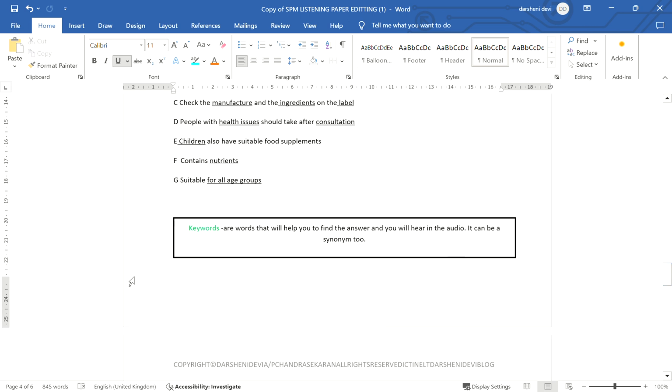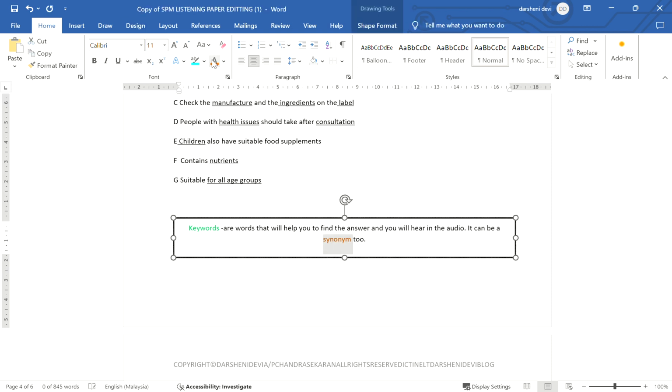Okay, and here teacher has also added in that it can be a synonym too. Maybe the speaker says a synonym of the keyword that you have underlined, then it could be the chosen answer matching that particular speaker. So it can be a synonym too.